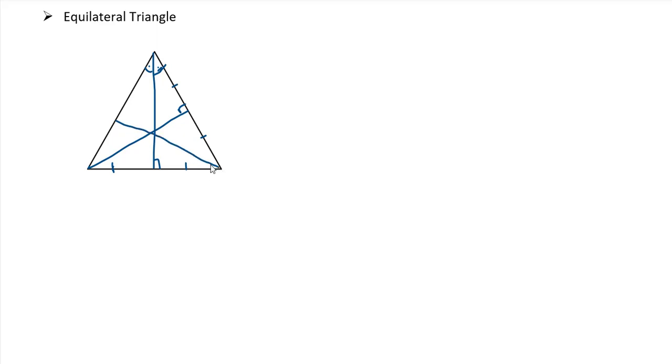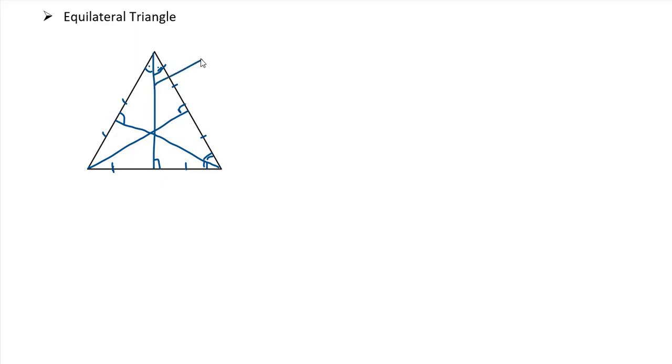It will bisect the angle. It will also bisect the sides, and it will be perpendicular. Now since it is bisecting the angle, hence it is the angle bisector. It is perpendicular and bisecting the sides, hence it is a perpendicular bisector as well. And since it is bisecting the sides, it is also the median.